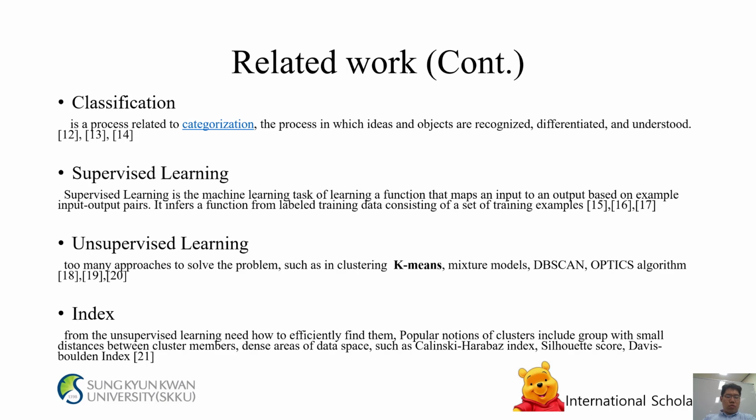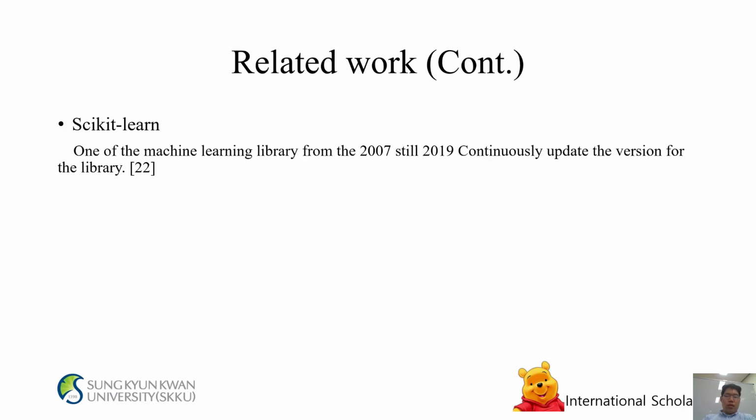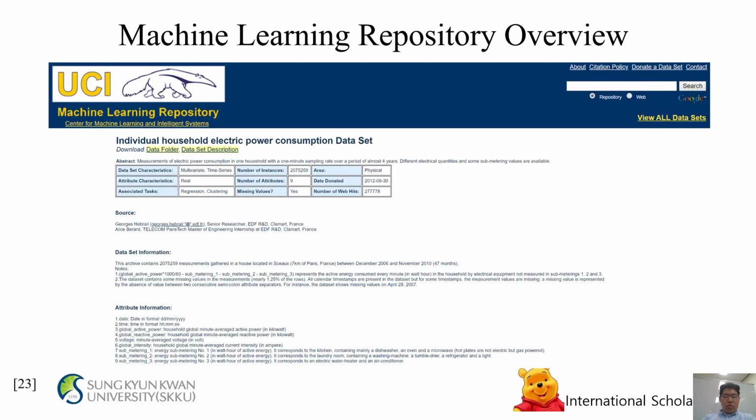Unsupervised learning. There are many approaches to solve the problem, such as clustering, K-means, mixture models, DBSCAN, OPTICS algorithm, 18, 19, and 20. Index: from unsupervised learning, we need to find clusters efficiently. Popular notions of clusters include groups with small distances between cluster members, dense areas of the data space, such as the Calinski-Harabasz index, silhouette score, Davies-Bouldin index, number 21. Related work continues. Scikit-learn is one of the machine learning libraries, from 2007 till 2019 continuously updating the version of the library. References 12 to 22.